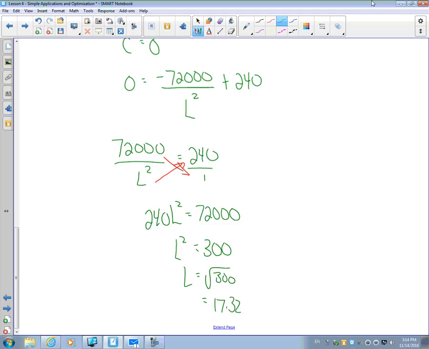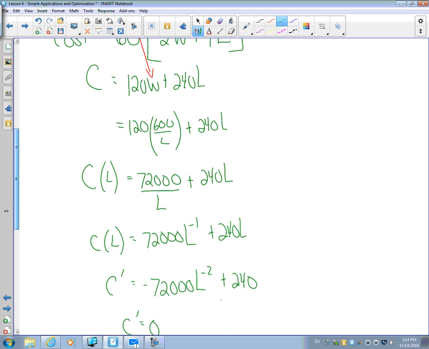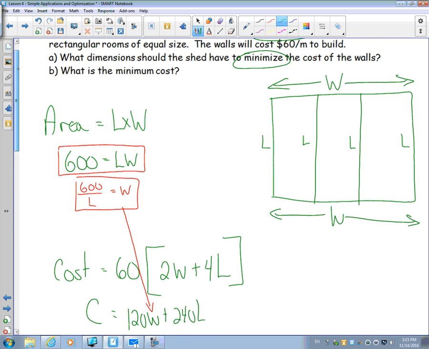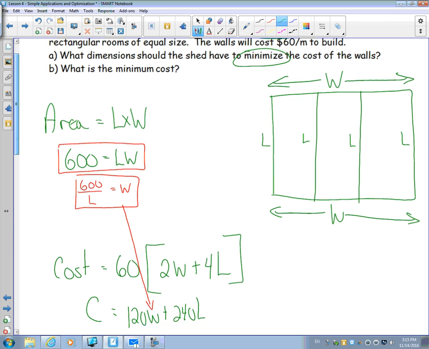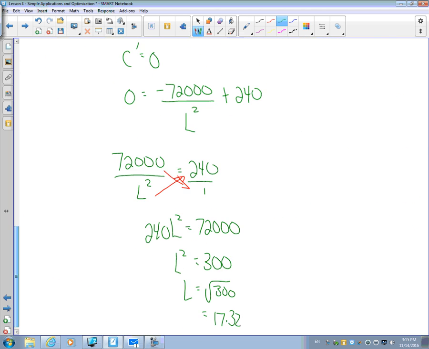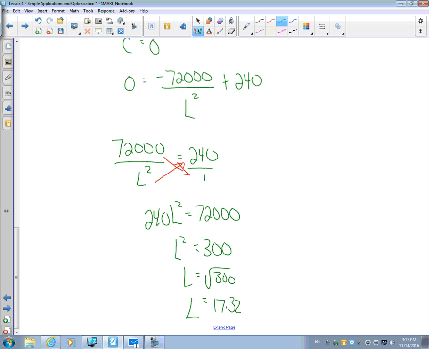Okay, so it's kind of a tricky question in that we were having to deal with two variables, which means we had to make two equations. I could substitute one equation into the other and then solve, do my derivative process. That's a tricky one, okay? The question says, what dimension should the shed have? Well, we figured out the L dimension. Right? L should be 17.32.